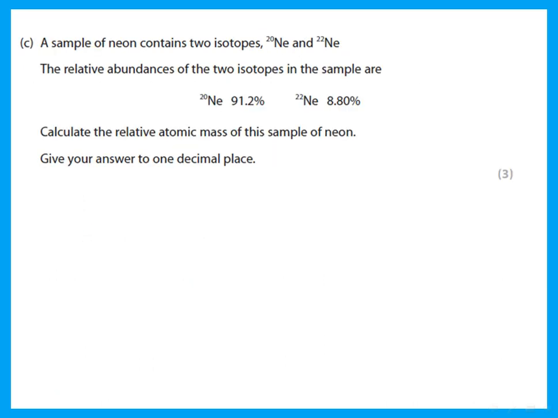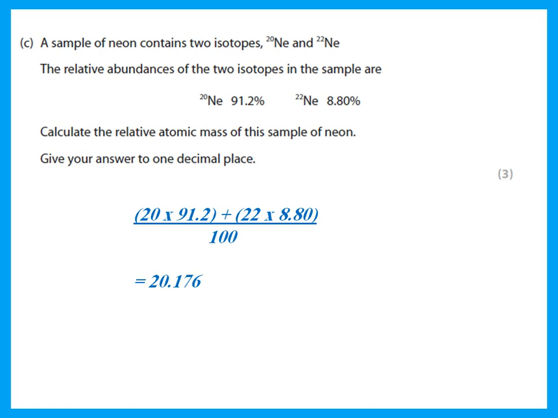Then this question is in almost every paper where he gives you the abundance of the isotopes and he asks you to calculate the relative atomic mass. Again, how do we do that? It is the mass number of one times its abundance, plus the mass number of the other times its abundance, over the total abundance, which is 100. And then this is your answer, but this is not the final answer.